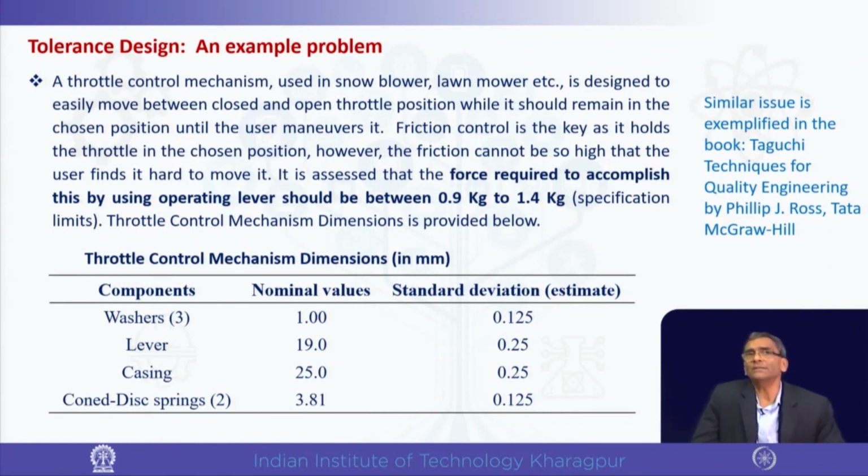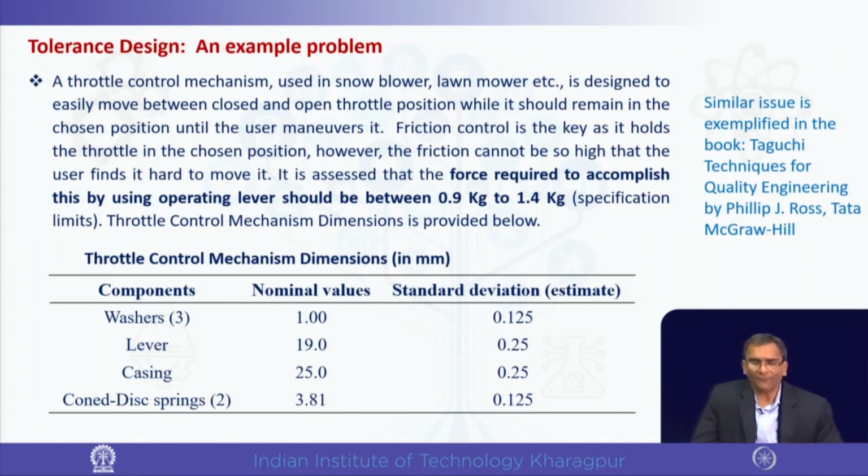In 7 components means 3 are washers, 2 are cone disc springs, and lever and casing. So, in all there are 7 components which have been mentioned here. Washer within bracket 3 means 3 washers are used, cone disc spring within bracket 2 means 2 cone washers are used, C1 and C2, washer W1, W2, W3. So, W1, W2, W3, L, C and C1, C2 makes it 7.